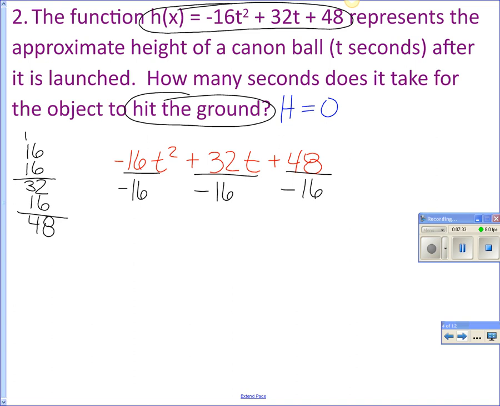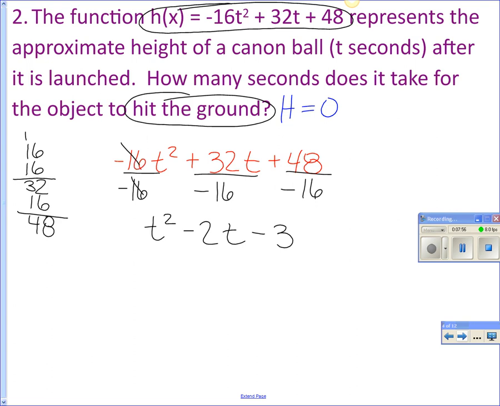All right, when I divide by negative 16, those just cancel, so I'm left with t squared. What is positive 32 divided by negative 16? Negative 2t. And positive 48 divided by negative 16? Negative 3.